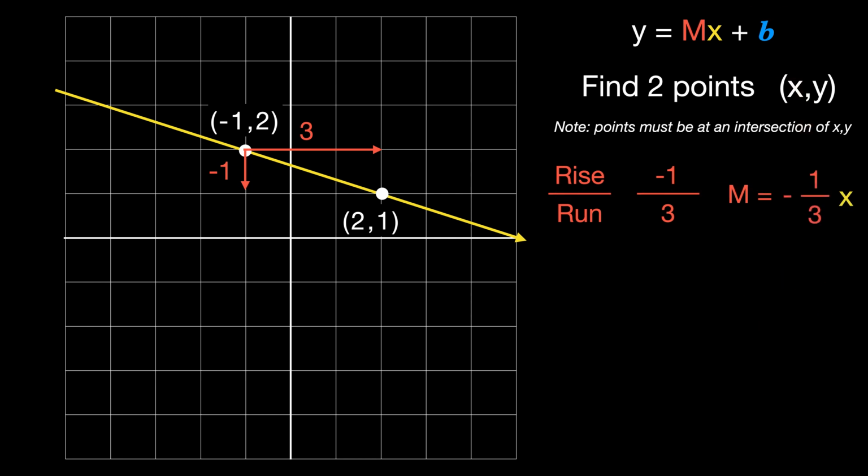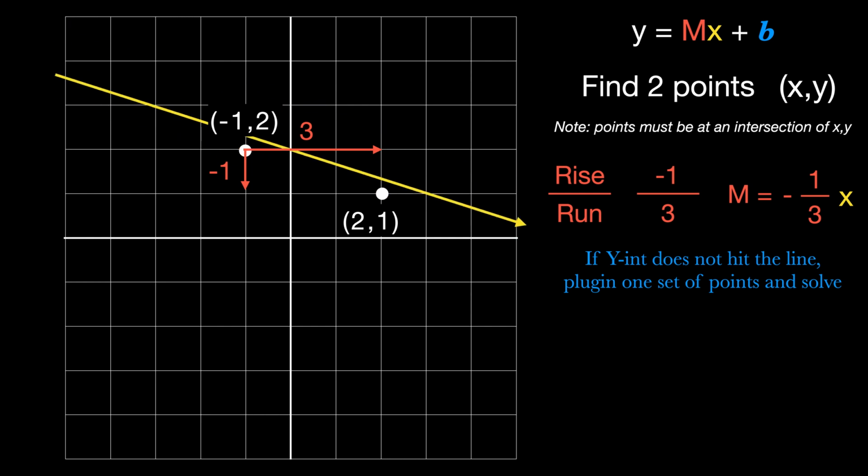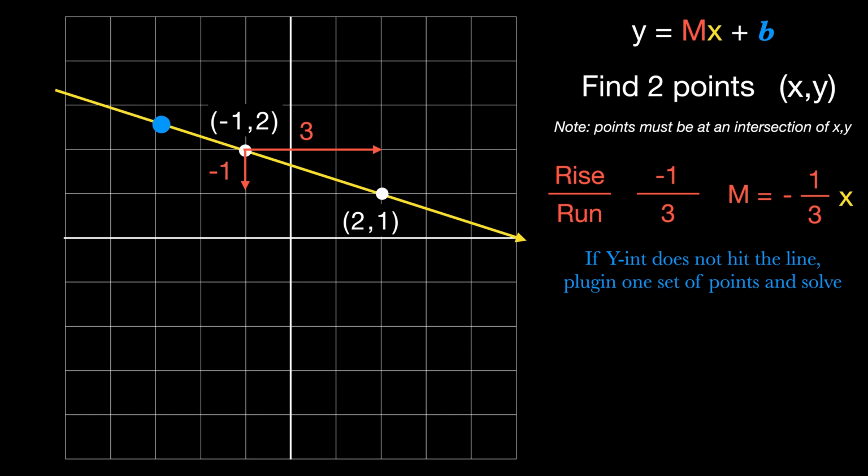So now let's find our y-intercept. But if the y-intercept does not hit the line at an intersecting point, plug in 1 set of points and then solve. We did this in our last video with a table, but now we're going to do it with a graph. So let's pick a set of points to plug in on our line, because that does not hit an intersecting point, so we don't want to guess. We want an exact answer. So we're going to eliminate that set of points, and we're going to use the set 2, 1.